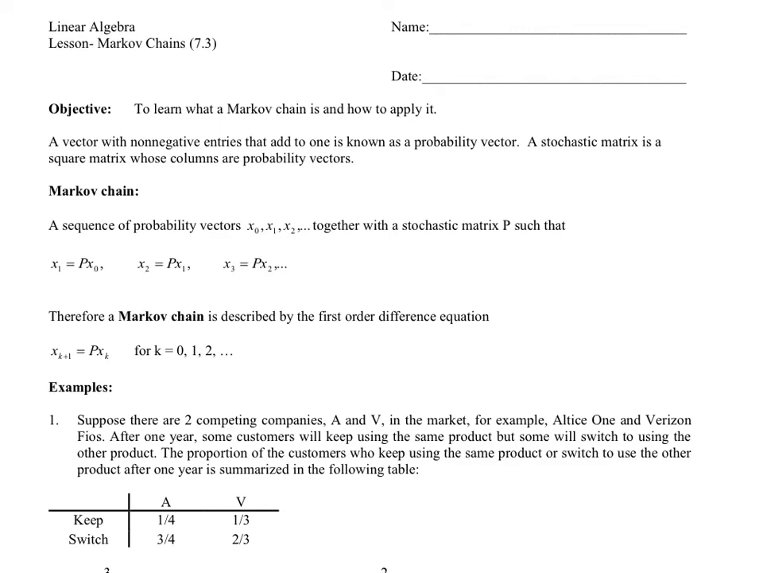A Markov chain is described by the first order difference equation, all right? So x sub k plus 1 is equal to P times x sub k, for k equals 0, 1, 2, and so on. That's really just the same thing, except we've generalized it. We're saying that we're getting a result that is one further calculation down the line than what we started with.